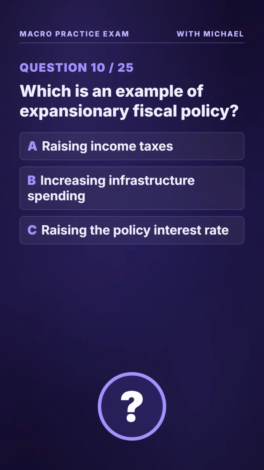Question 10. Which is an example of expansionary fiscal policy? A. Raising income taxes. B. Increasing infrastructure spending. C. Raising the policy interest rate.